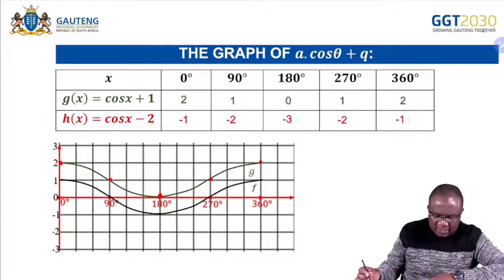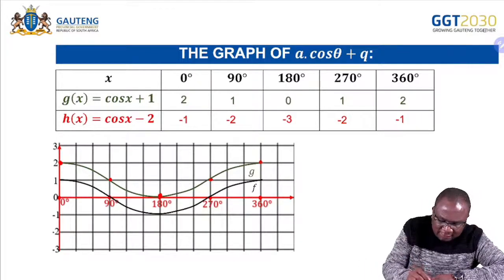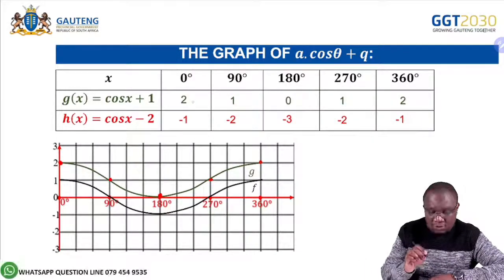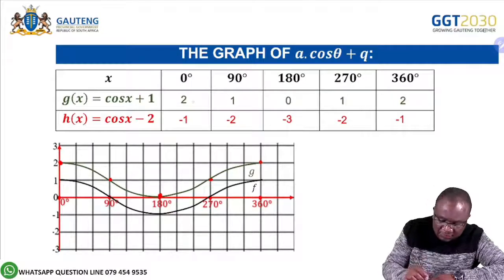Yes, g of x there. Then let's have our h of x. Please label your graphs. Make sure that you name them correctly. And then h of x, we have 0 degrees and -1 should be here.